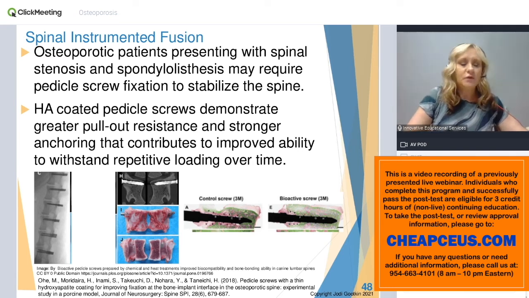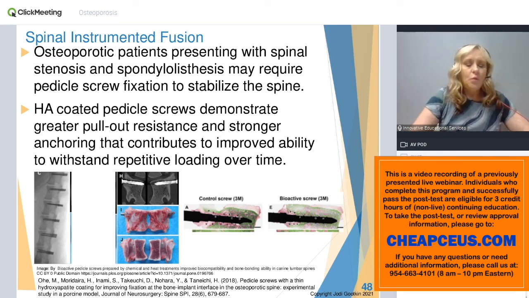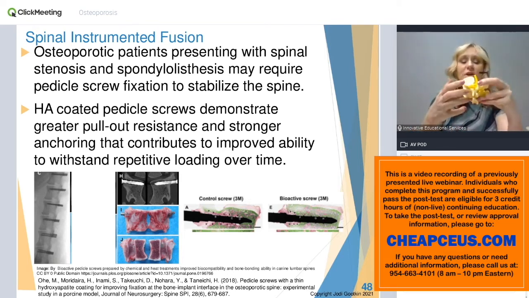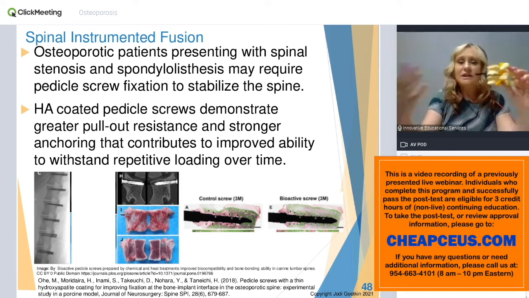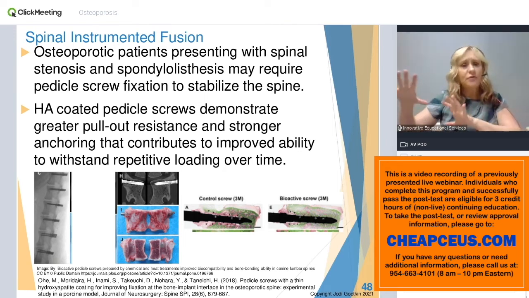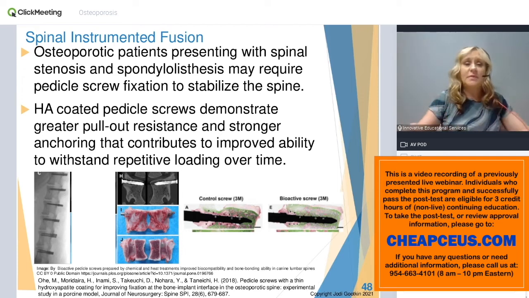Spinal instrumented fusion would be indicated. Just because someone has osteoporosis doesn't mean they don't have other diagnoses. They may also present with spinal stenosis, spondylolisthesis, other pathologies where they're having excessive compression on the nerves that lead to other pathology. In that case, they may need surgery to realign that vertebral space, separate from any compression fractures they may have.